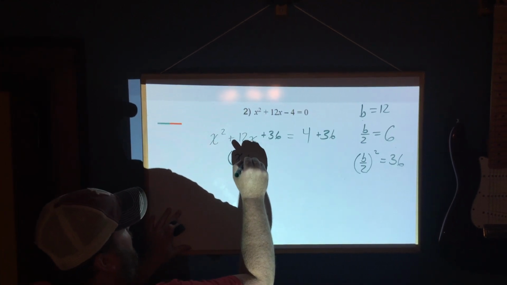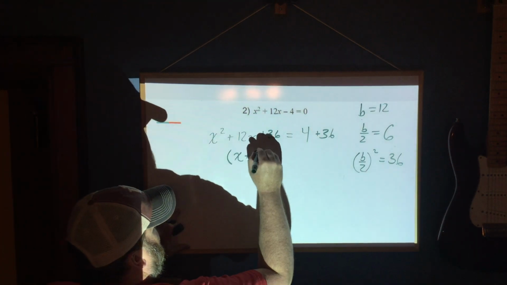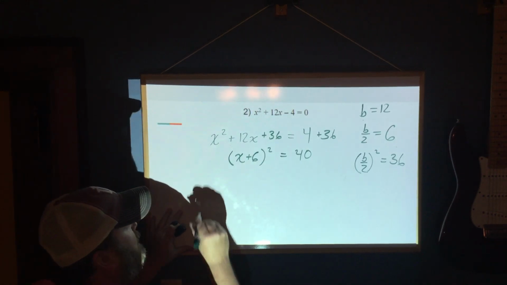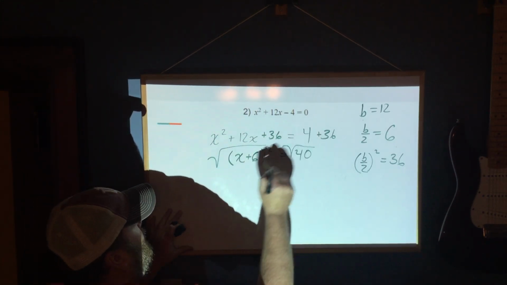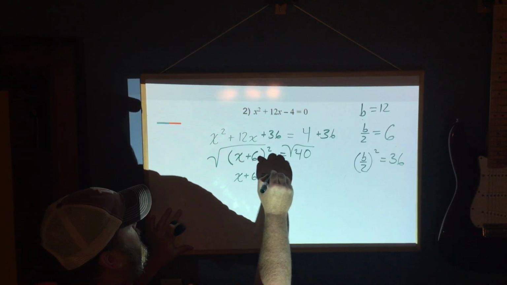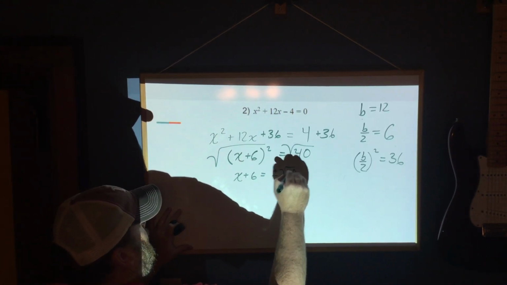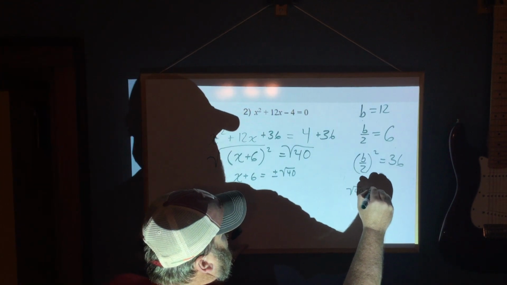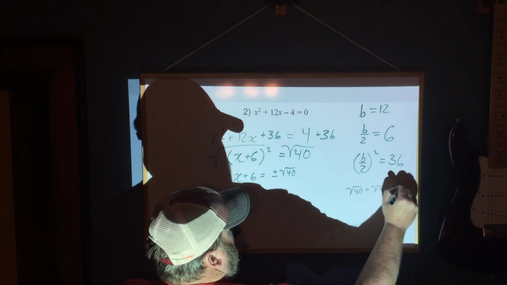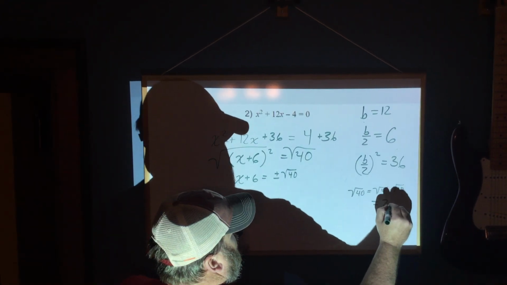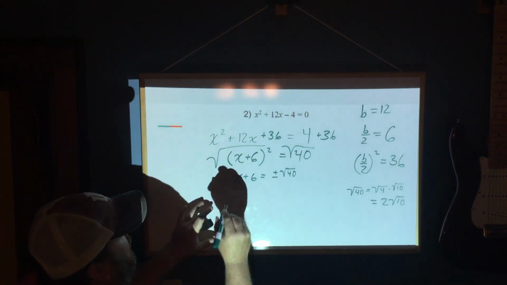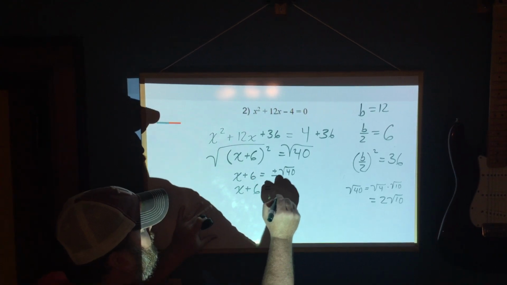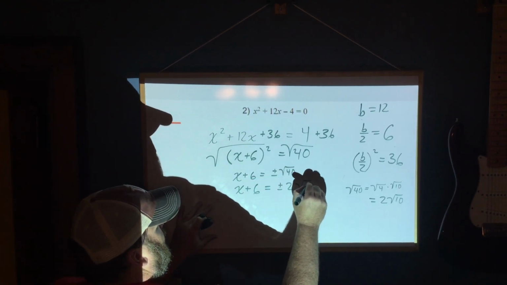It's going to factor into x plus 6, the quantity squared, equals 40. Take the square root of both sides. I get x plus 6 equals plus or minus the square root of 40. Now, the square root of 40, that is the square root of 4 times the square root of 10, which is 2 square roots of 10. So I do want to simplify my radical numbers. So that's plus or minus 2 square roots of 10.